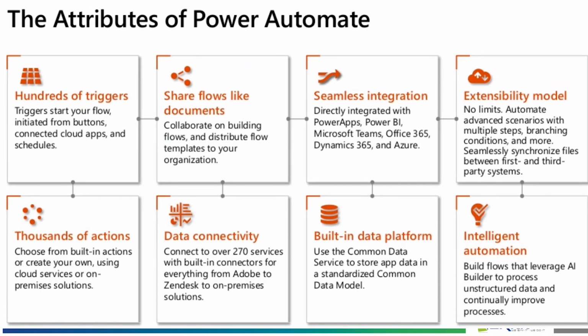So what are the attributes of Power Automate? What can we do with it? What are the actions? First, there are hundreds of triggers, like earlier mentioned, over 200 triggers. Triggers mean you can easily connect to various things. You can share flows like documents. You can collaborate, build up your flows, and distribute your flows and templates all over your organization. What this translates to is that if you create a flow, you can easily export and import it. You can replicate all the functions.